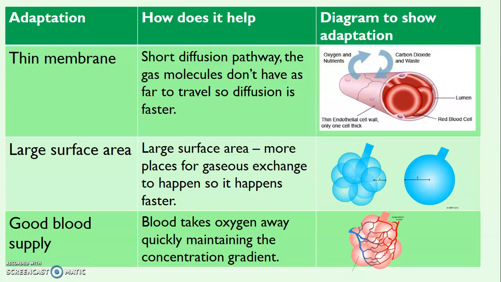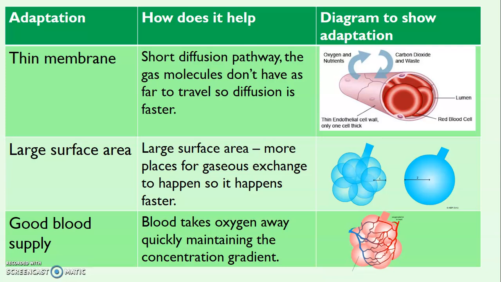So the adaptations of the alveoli, the first one is a thin membrane. It's really thin walls. And what this means is that the pathway for diffusion, so the distance that the oxygen has to go from the alveoli into the blood, is really, really short. So the smaller distance these gas molecules have to travel, the quicker diffusion can be, so the more effective gaseous exchange is going to be.